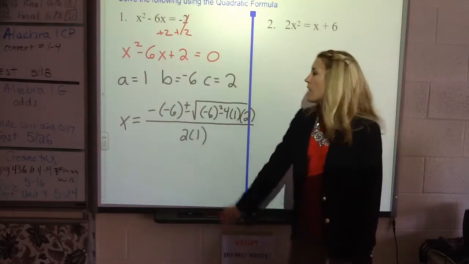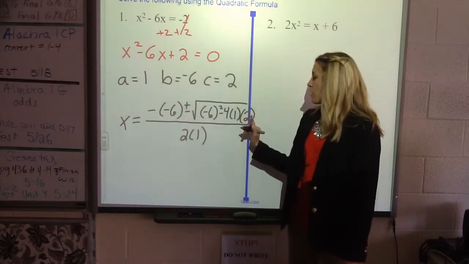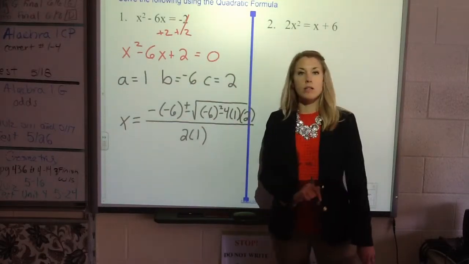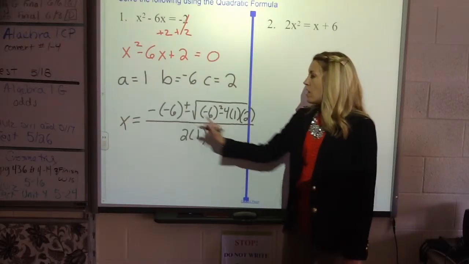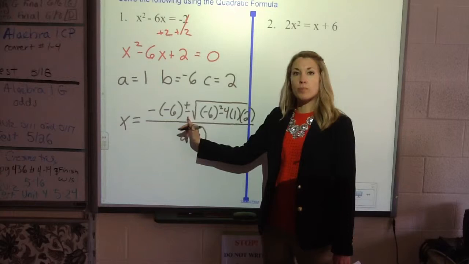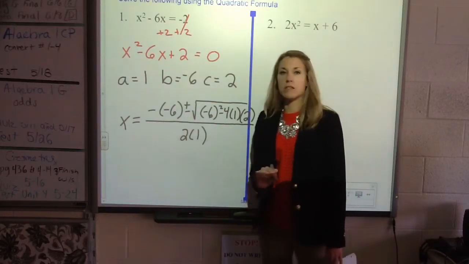So you'll notice, everywhere there was a b in the formula, I wrote negative 6. Everywhere there was an a, I wrote a 1. Everywhere there was a c, I wrote a 2. Parts of the formula that always stay there are plus and minus, square root, this negative 4, and this 2.